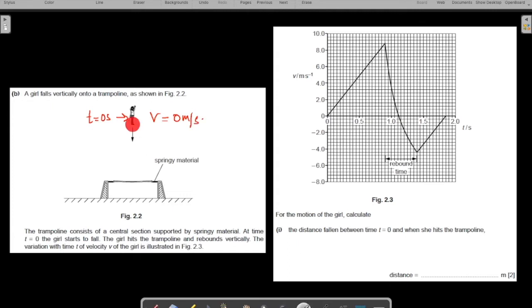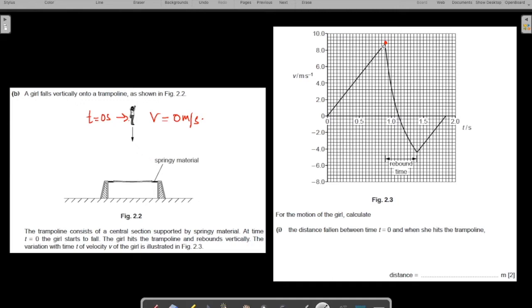And as she was falling down, what was happening? Acceleration of gravity was acting over her. So she was accelerating at a constant rate of gravity. She was increasing in speed. So if you see, speed is going up and up and up until the point she hits the trampoline. So she reaches this point at this particular time.